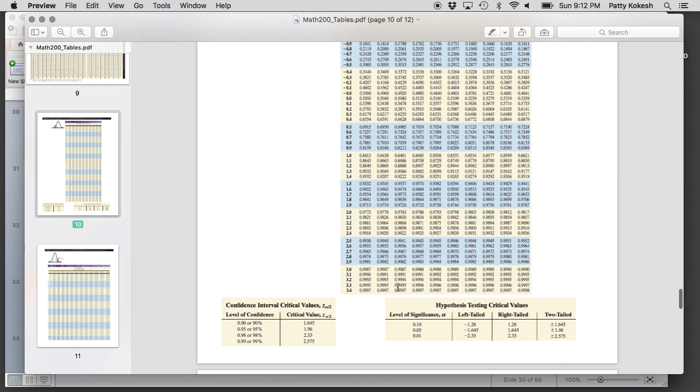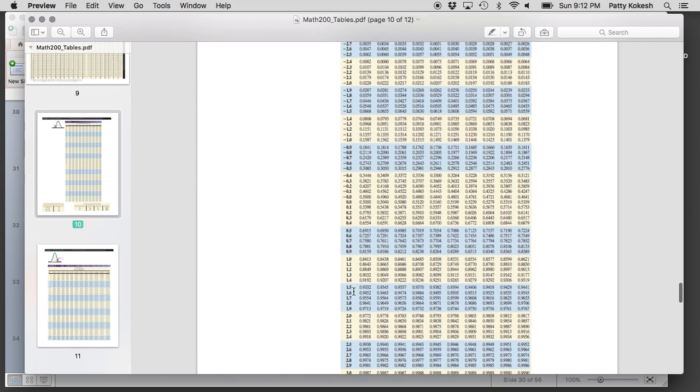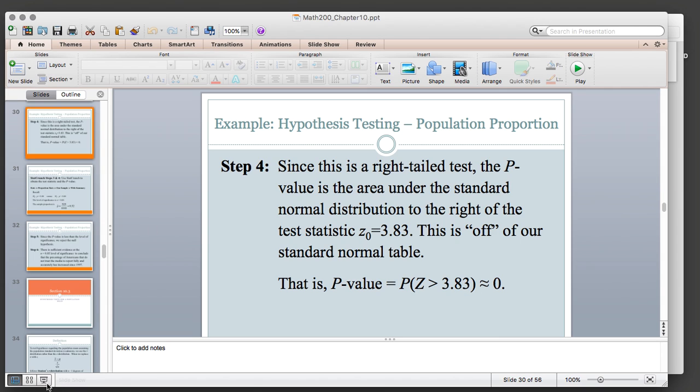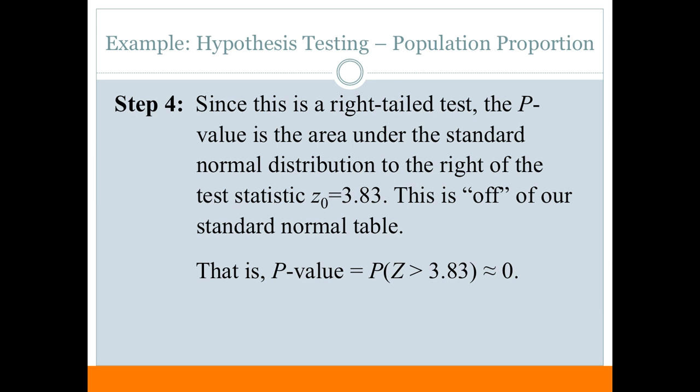So 3.83, if you start to look for this on there, you're going to see 3.4 is the very largest value that you have. So 3.83 is essentially just off of our table. The probability of getting something to the right of 3.83 in terms of a z-score is going to be very, very close to 0. So it's very, very unlikely.